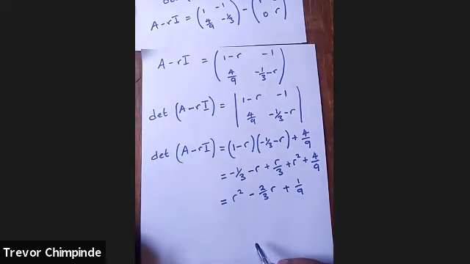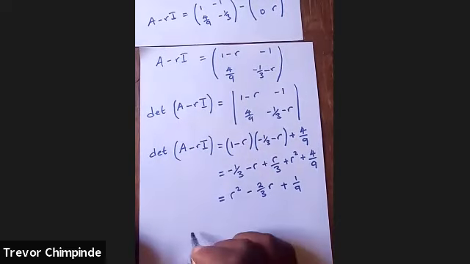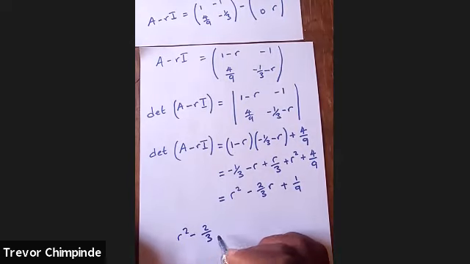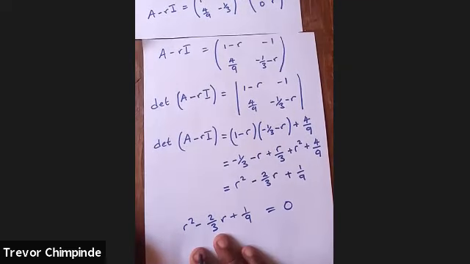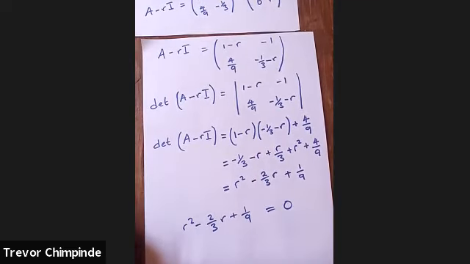So this is our characteristic equation, and we have to equate it to 0 to find the eigenvalues. So R squared minus 2 over 3 R plus 1 over 9 is equal to 0. We can factorize, and in fact, you can complete the square here. This will give you R minus 1 over 3 squared is equal to 0, so that R is equal to 1 over 3 is the only eigenvalue.